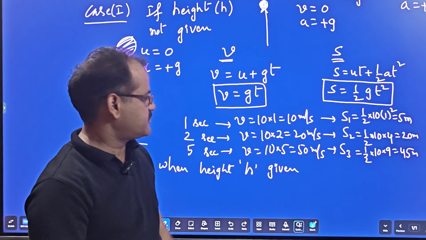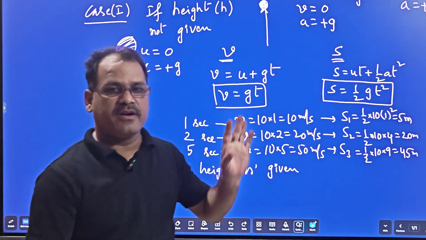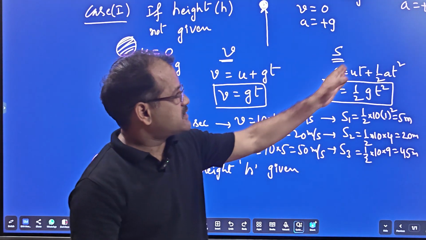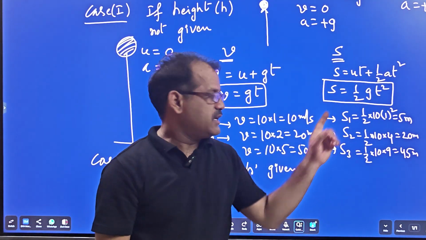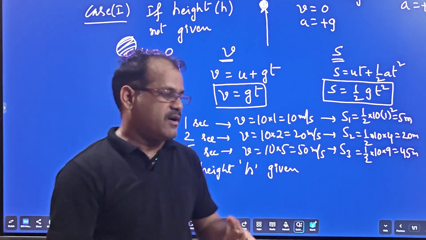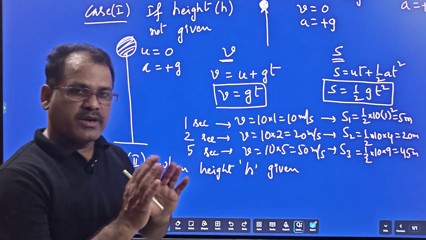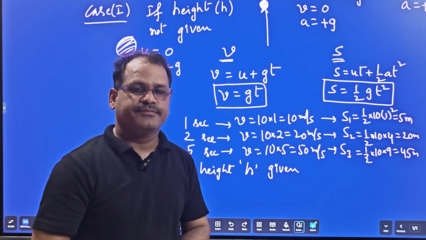Because height doesn't matter for us. This velocity we calculated is independent of the height, and how much distance traveled is also independent of height. For these two questions, whatever the height given, we can directly use these values only.